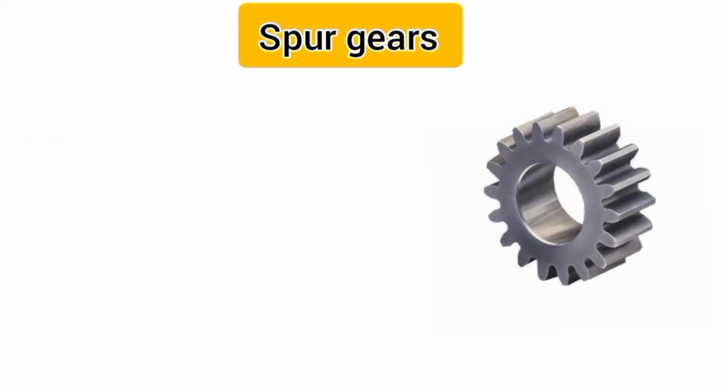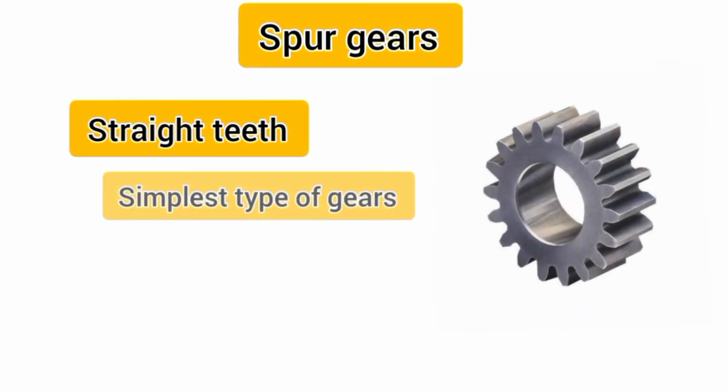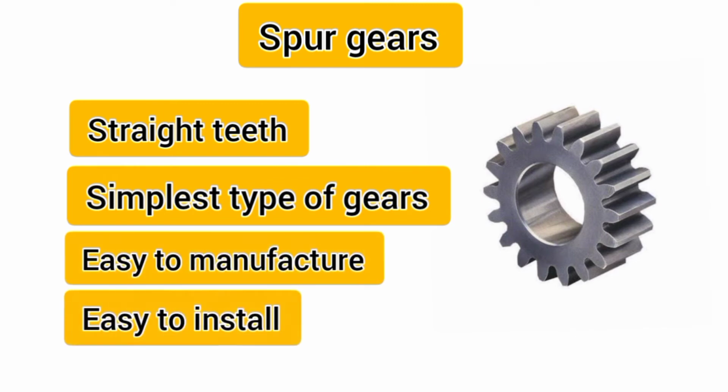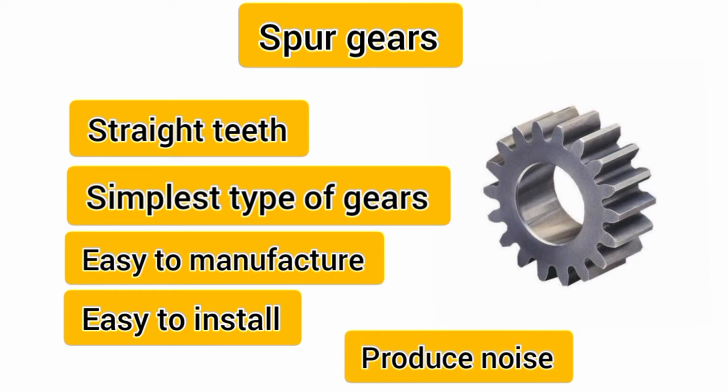Spur gears have straight teeth. They are the simplest type of the gear family. They are easy to manufacture, easy to install, but they have a problem that they produce a lot of noise when operating at high speeds.